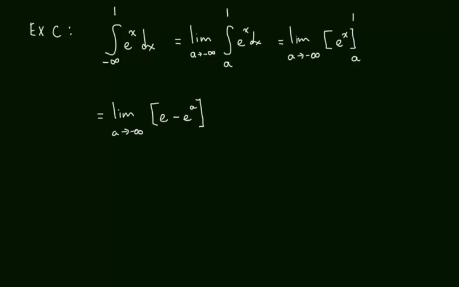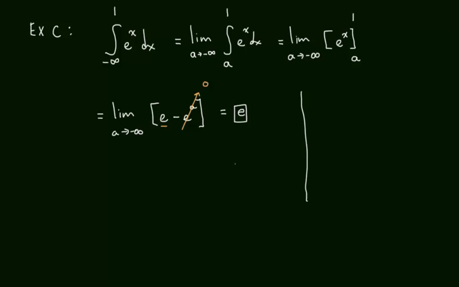Alright, so what does this do? We certainly see that e to the 1 is e. e to the a, where a is approaching negative infinity, that's clearly going to equal 0. So then we say that the limit equals the value e, which is pretty darn fascinating if you ask me.